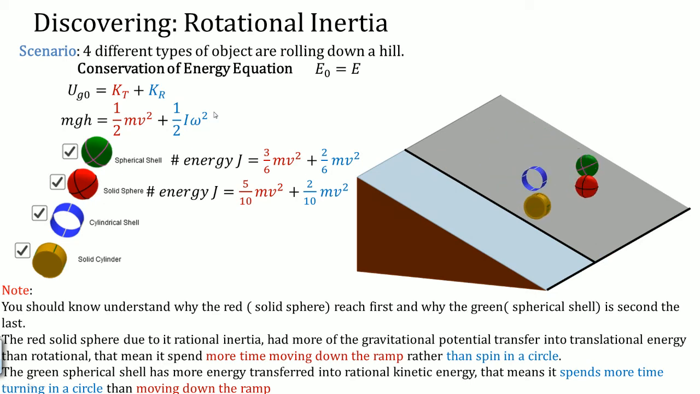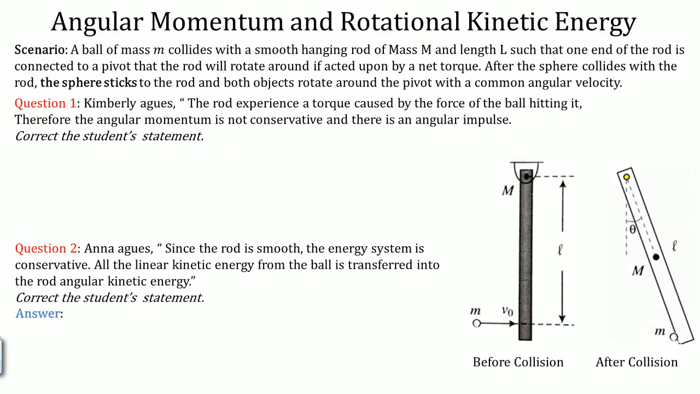Last thing is the angular momentum and rotational kinetic energy question that could appear on the multiple choice of the AP Physics 1 exam. Here's the scenario. A ball of mass m collides with a smooth hanging rod of mass big M and length L, such that one end of the rod is connected to a pivot point that the rod would rotate around if acted upon by a net torque. After the sphere collides with the rod, the sphere sticks to the rod and both objects rotate around the pivot point with a common angular velocity.